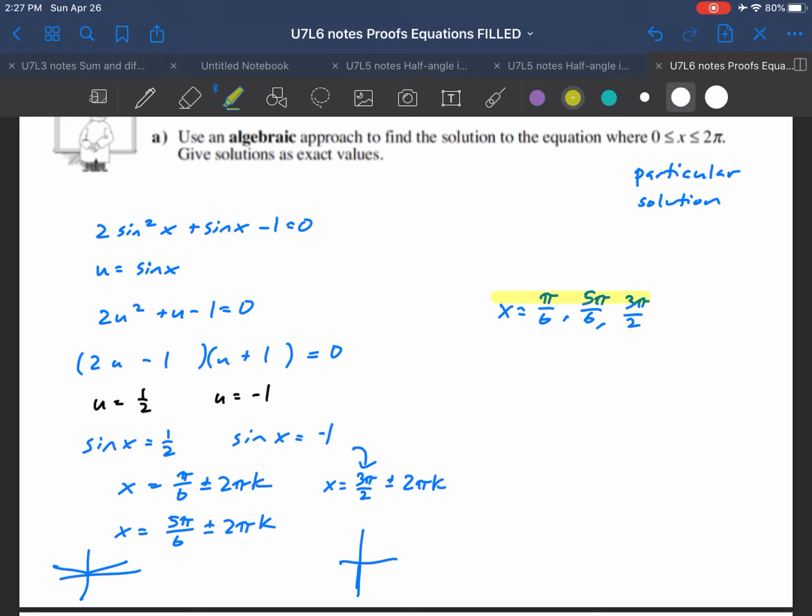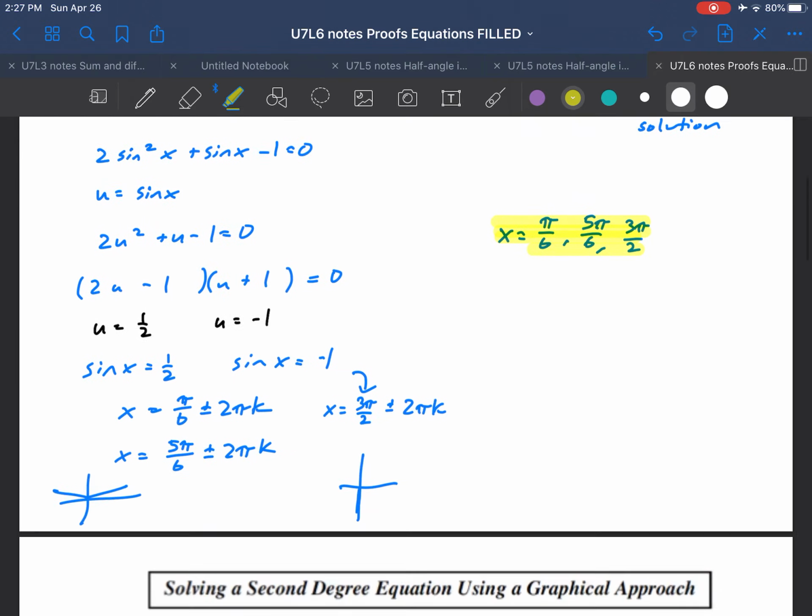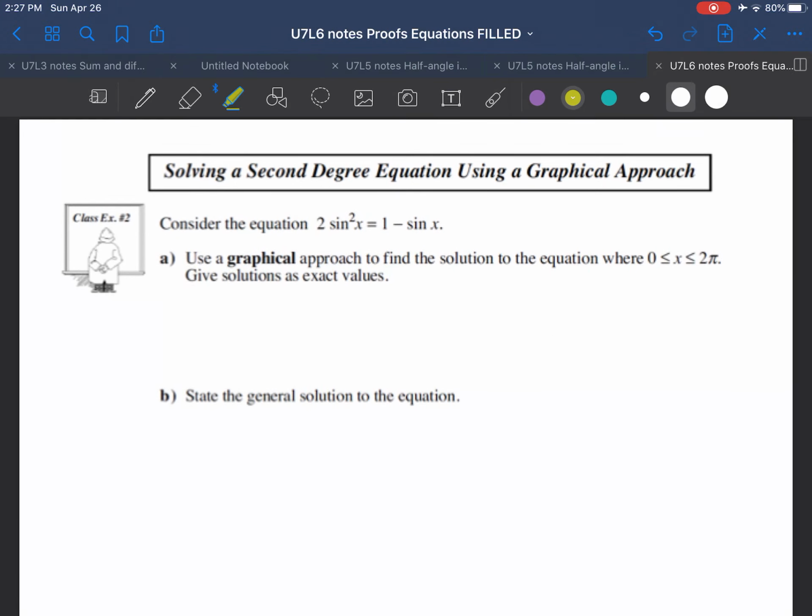I'm going to highlight it because I selected it. So there's a solution to page 2A. All right, the second or third page, second question, but it's really the same, right? This is the same equation, but it says use a graphical approach.